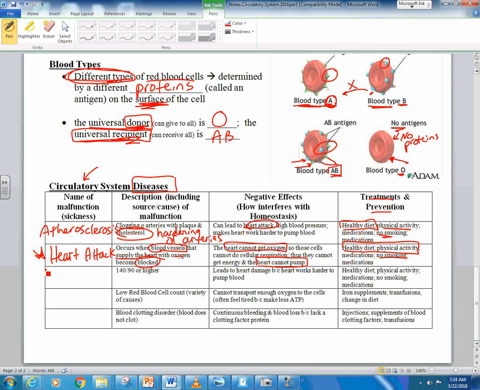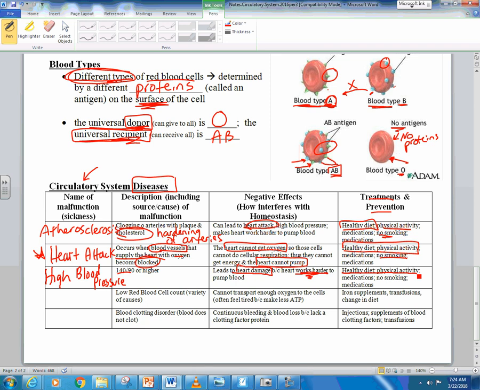Next one is high blood pressure. High blood pressure falls in the range of 140/90 or higher. Now, why is this bad? Because it leads to heart damage. The heart ends up working way harder than it needs to, and it can make it weak eventually. The way to avoid high blood pressure: healthy diet, physical activity. You will notice a trend here.